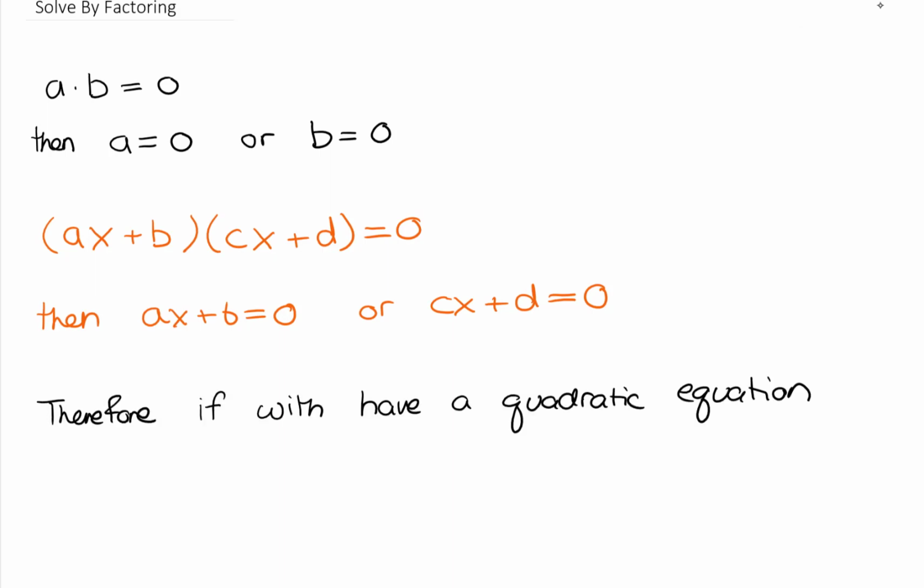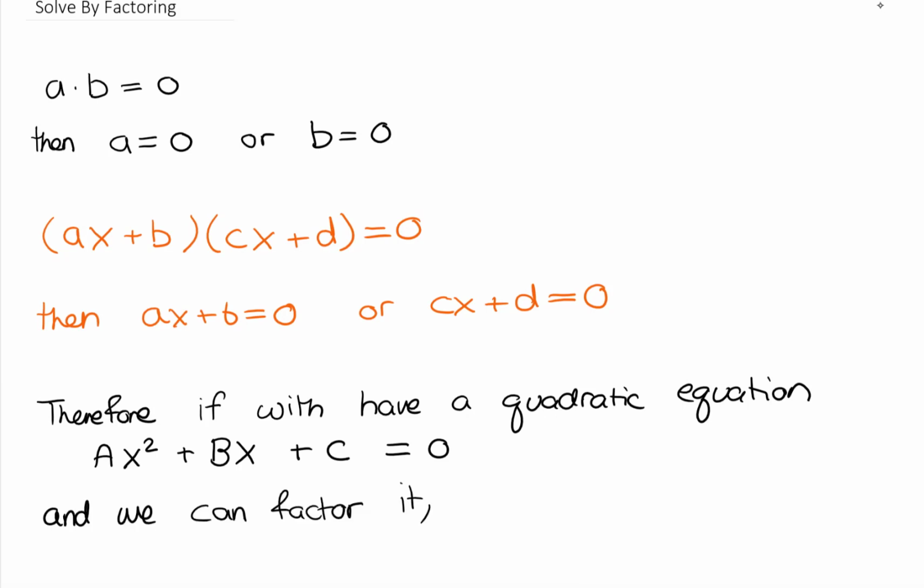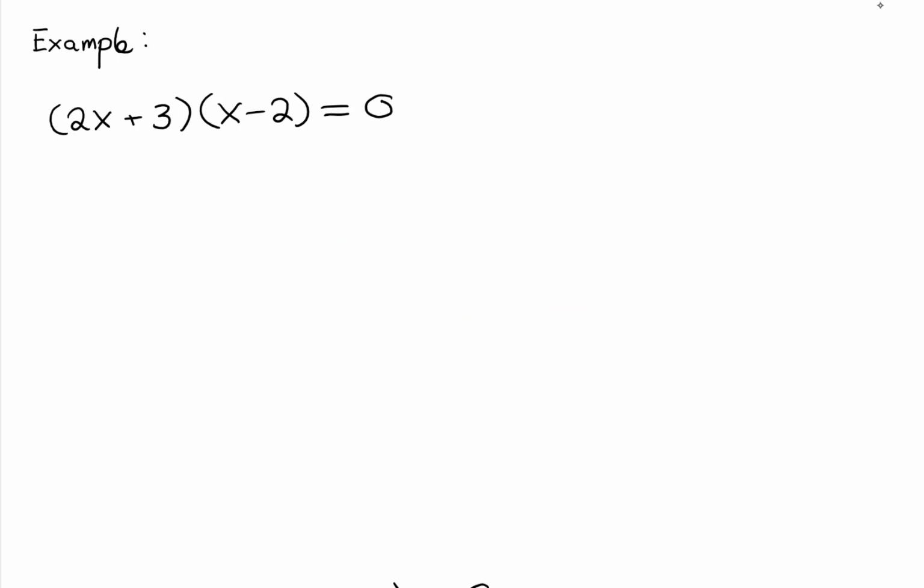Therefore, if we have a quadratic equation, ax squared plus bx plus c is equal to 0, and we can factor it, then we can also solve it. Happy face! Let's look at our first example here. We have a quadratic equation, 2x plus 3 times x minus 2 is equal to 0. Notice, I know that this is a quadratic equation because we've been doing this with factoring, and we know that when we multiply these two factors together, we're going to get a quadratic. So, I'm going to be able to solve this equation by doing what I said before.